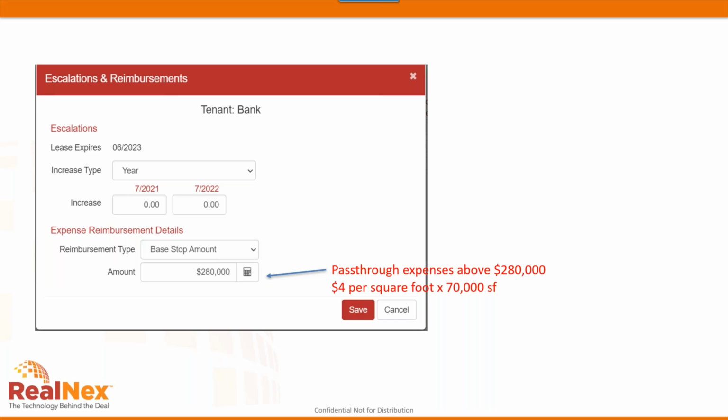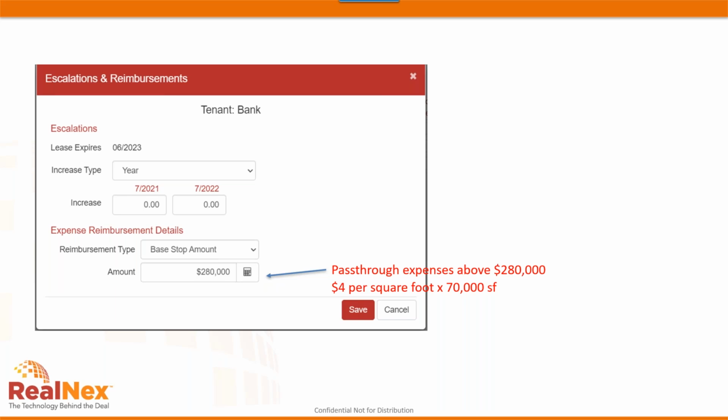The expense reimbursements. So this is again where if expenses go above a certain amount, it's going to be passed through to the tenant. So in this case, the stop is actually $4 per square foot, and this tenant has 70,000 square feet, so that works out to be 280,000. You see that little calculator image there? You can actually click on that and have the program do that calculation for you. So you put in the $4 per square foot. The lease might say anything above $4 per square foot. But the idea is, okay, I have 70,000 square feet, so for me, it's going to be $4 times the 70,000, 280,000 is going to be the amount that I put in for the stop.